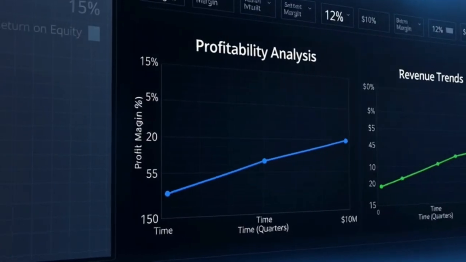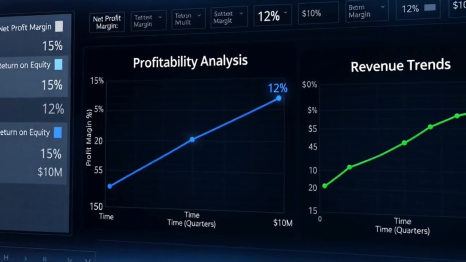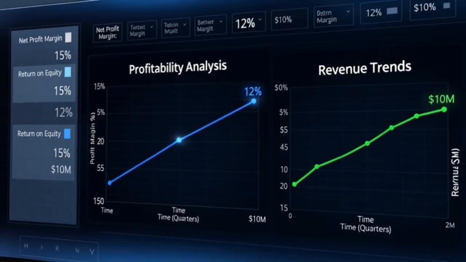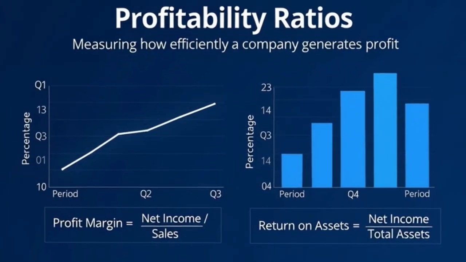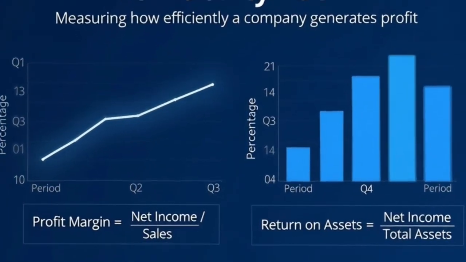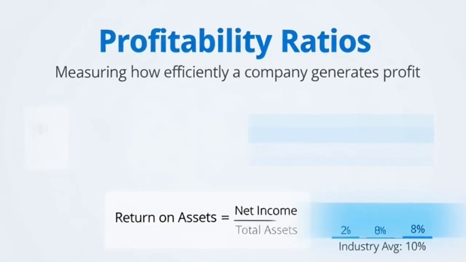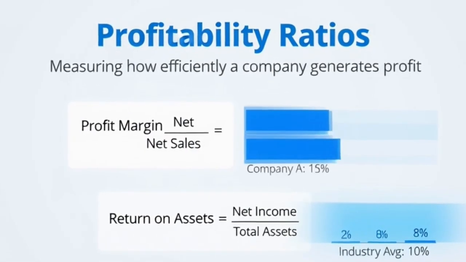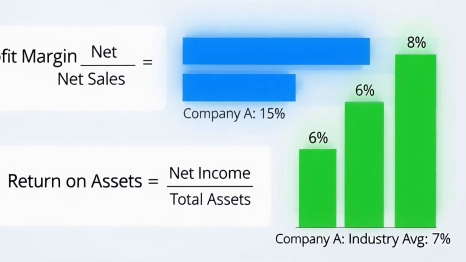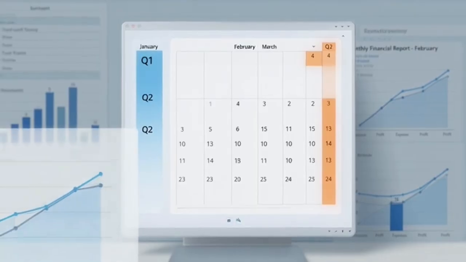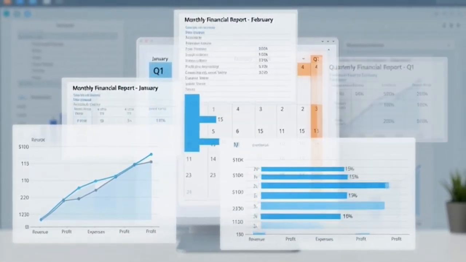Financial statements provide valuable information that allows managers and investors to evaluate the financial performance of a business. Profitability ratios help evaluate how effectively a company generates profit relative to its sales or assets. For example, the profit margin measures net income against sales, and return on assets measures profit relative to total investments. Many companies prepare interim financial statements such as monthly or quarterly reports to monitor performance during the year.